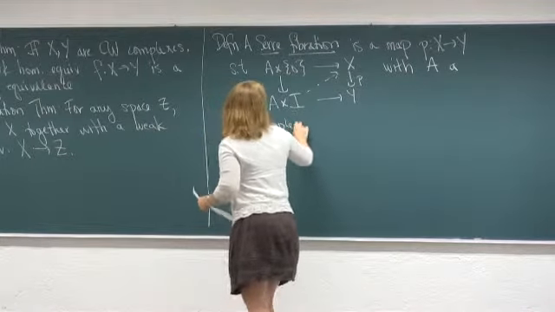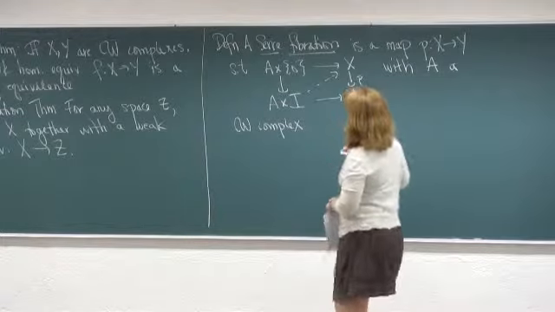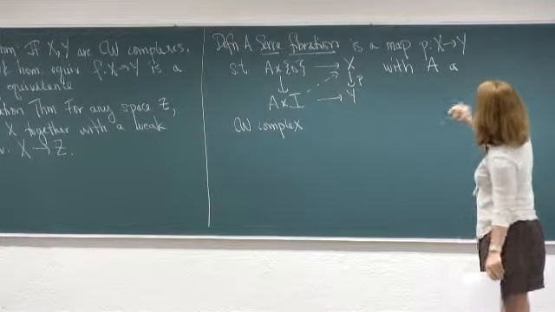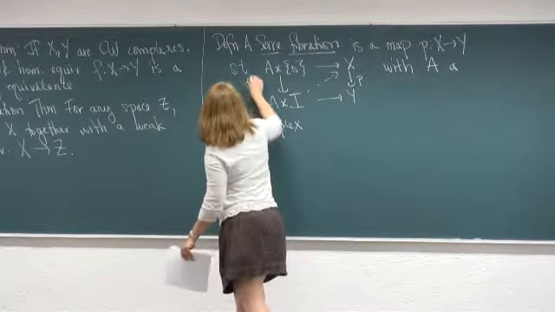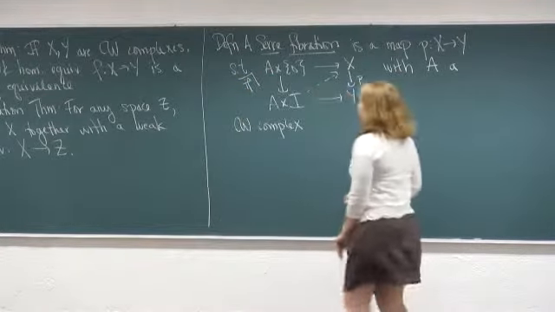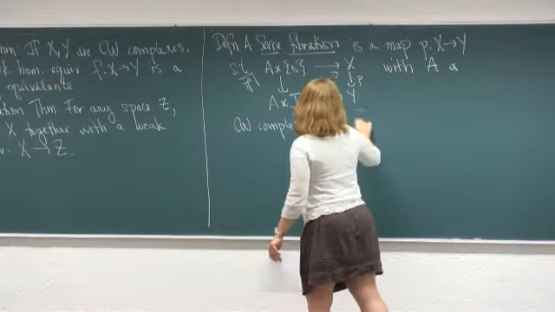With A a CW complex. Okay, how to make this sound like a sentence. So it is a map P such that, sorry, I should have another word there. If I have this diagram with A a CW complex, then the lift exists.